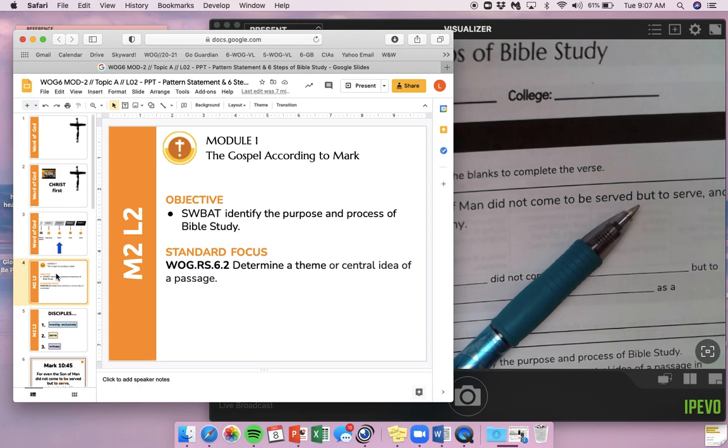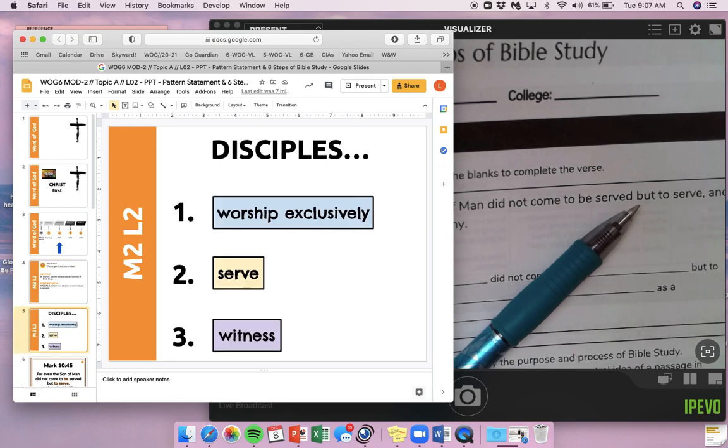All right, ladies and gentlemen, today our objective is students will be able to, that's what SWBAT means, students will be able to identify the purpose and process of Bible study. So why we do it and how we do it. That's purpose and process.